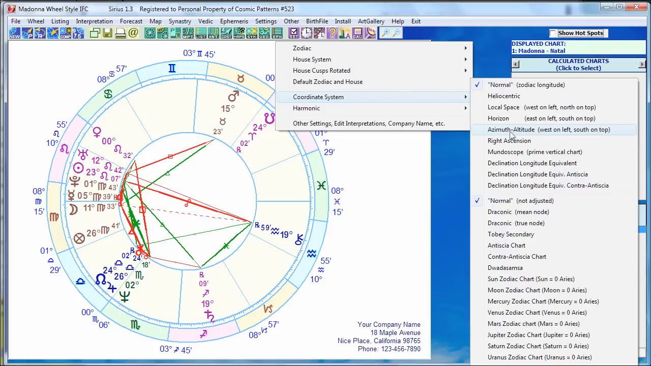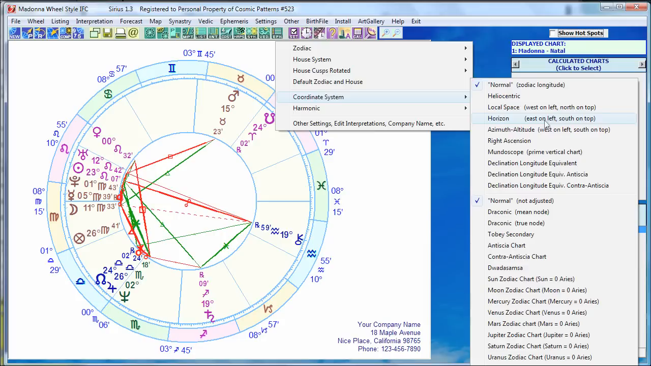And actually we have 3 variations. Remember a little while ago I said there's no agreement about where to start azimuth. You can start at any point. Well, here's azimuth altitude with west on the left and south on the top. That's often used by astronomers, or navigators may use this. Not that great for astrological purposes.